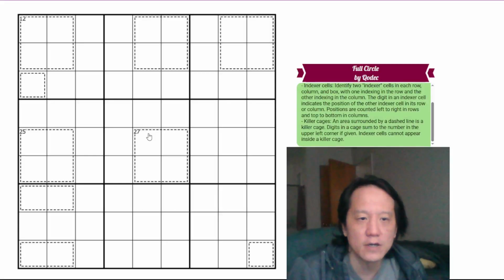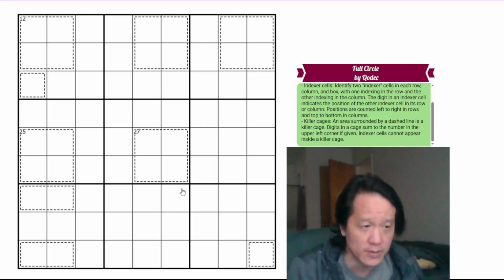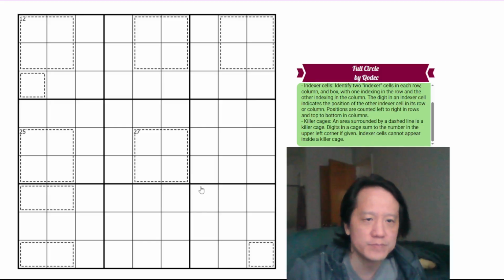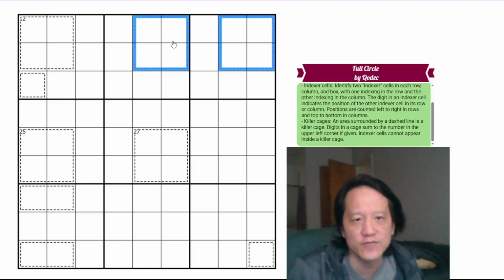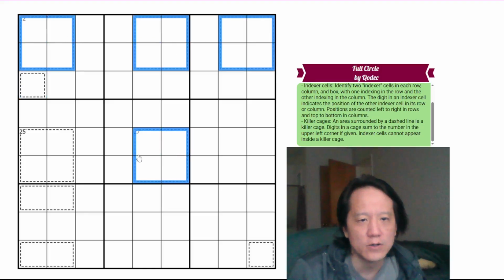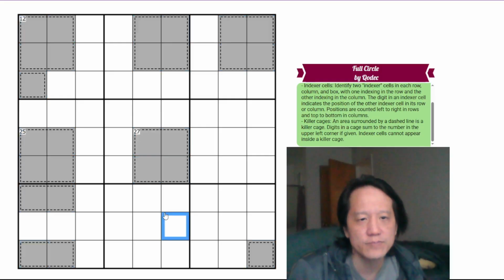Let's go. Okay, so since indexer cells cannot appear in cages, we know where the indexer cells in column 1 are. They cannot be here. Okay, let's fill all cages with gray. So these must be the 2 in column 1.